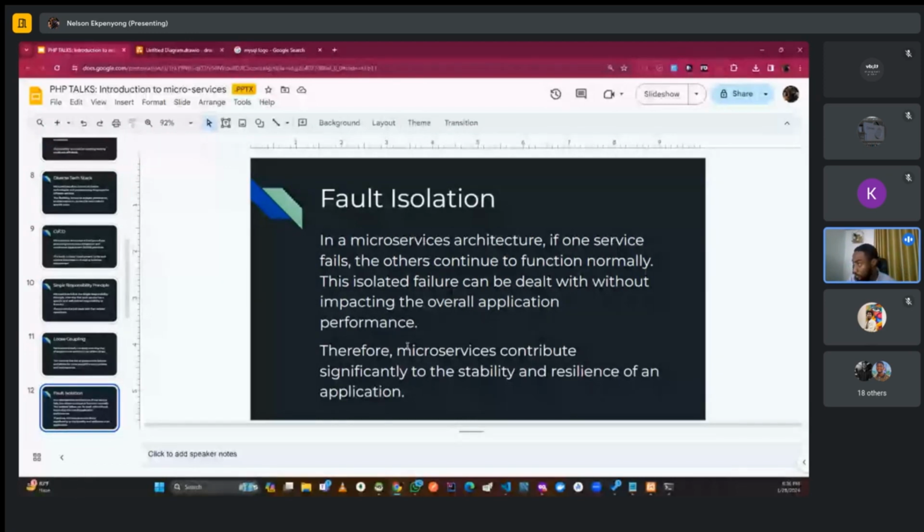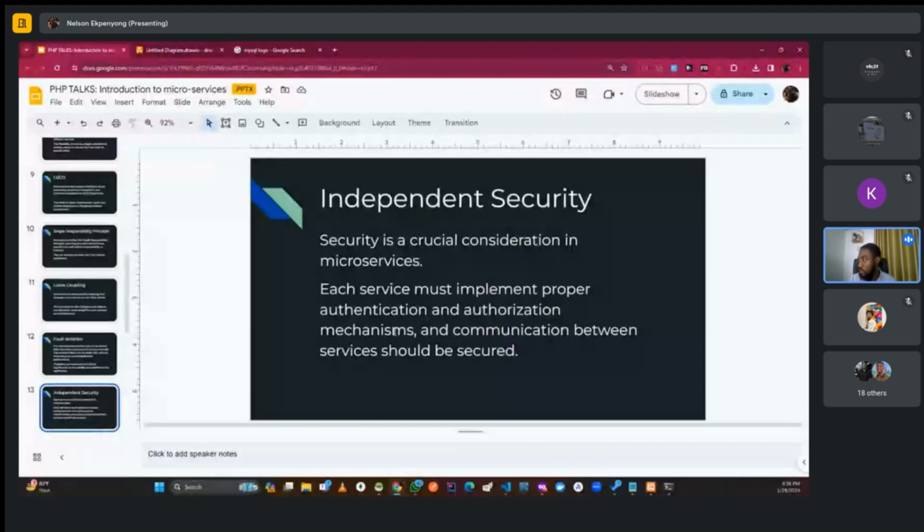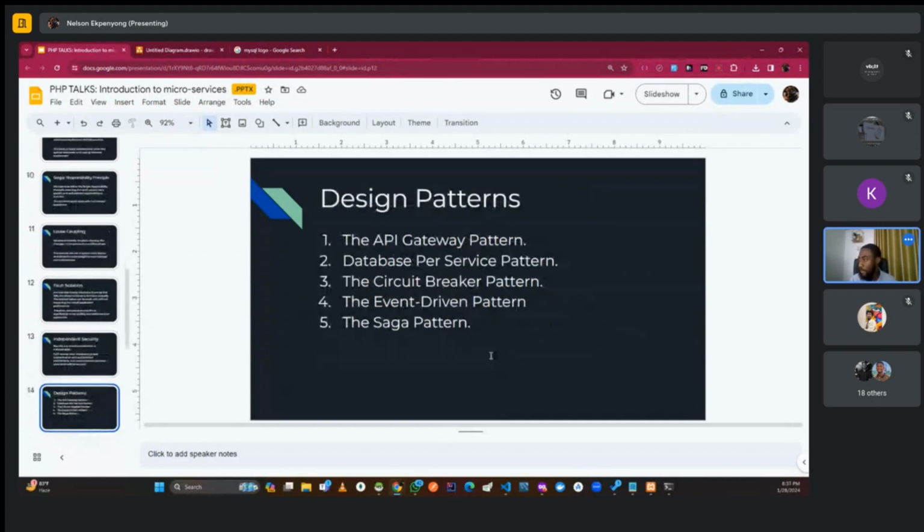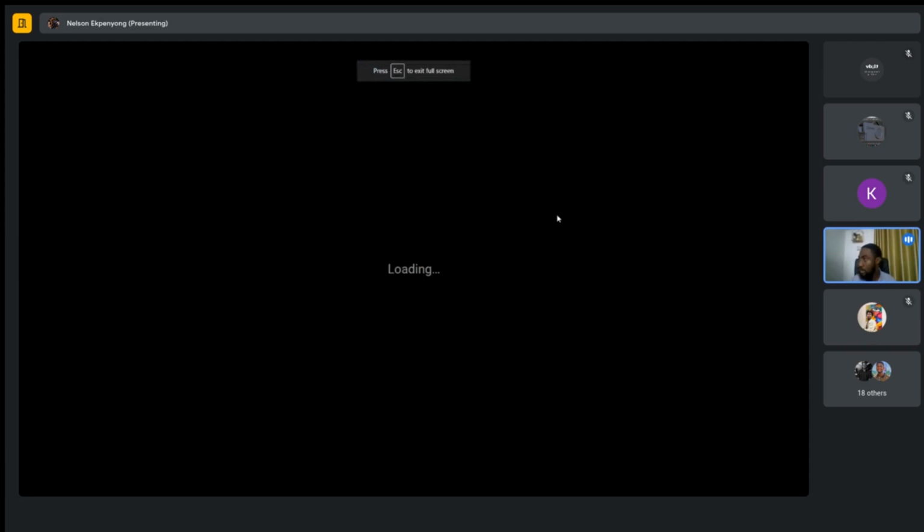Independent security. Security is crucial. It's a crucial consideration in microservices. Each service is implemented independently. We've talked about this, right? We've talked about the fact that there's no one size fits all for authentication and authorization, because each service has to implement its own authorization. All right, now let's look at the different design patterns of microservices. They are basically 5.